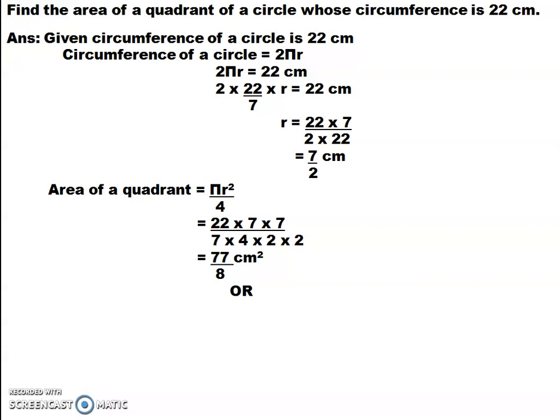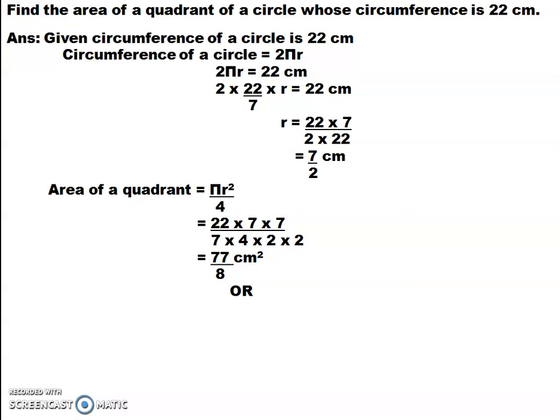So, if the area of a circle is pi r square, the whole circle is divided into 4, isn't it? So, area of a quadrant is equal to pi r square divided by 4. You know the values of pi, that is 22 by 7, r into r, 7 by 2 into 7 by 2 divided by 4. So, the answer is 77 by 8 centimeter square.